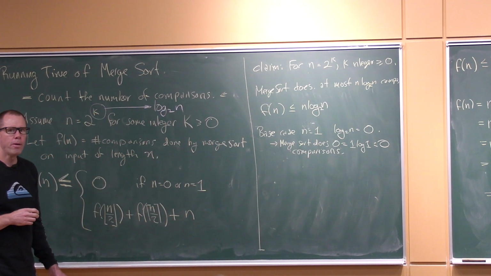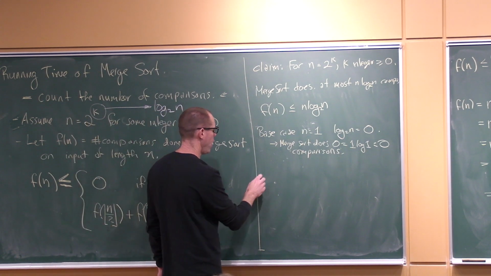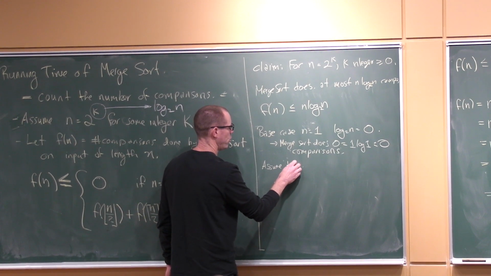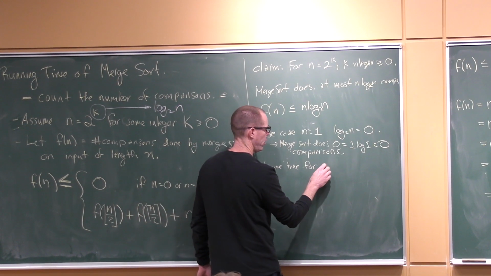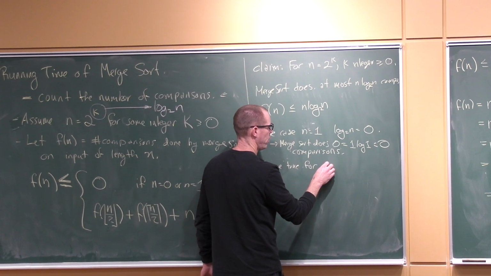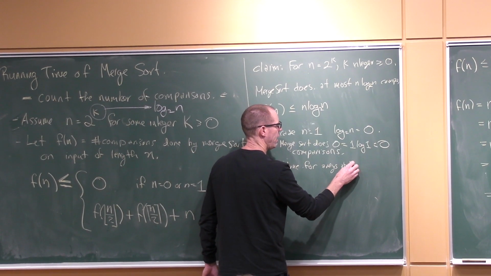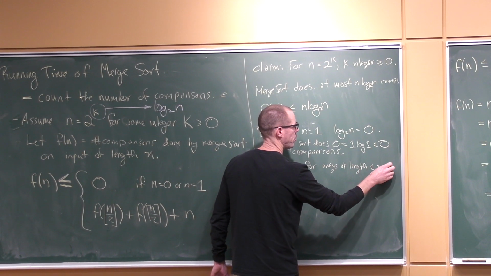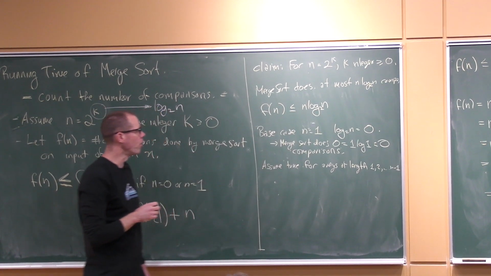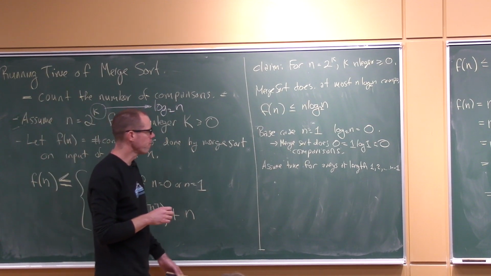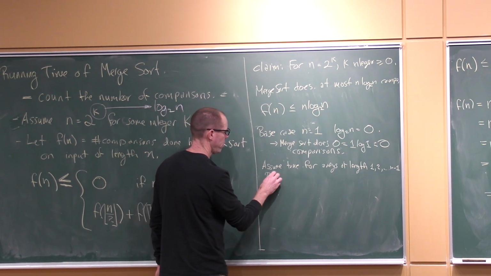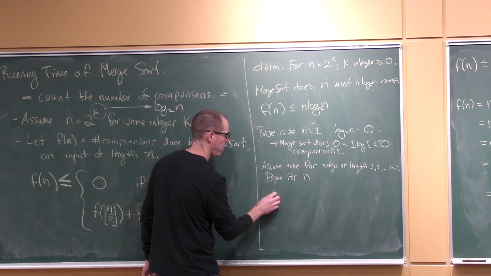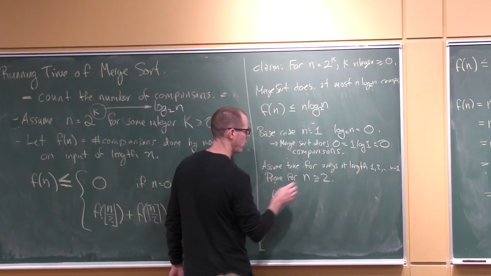So the base case checks out. And now assume true for arrays of length 1, 2, all the way up to n minus 1. In fact, we don't need all of those, but that's fine. And now prove for n. This is for n bigger than or equal to 2.